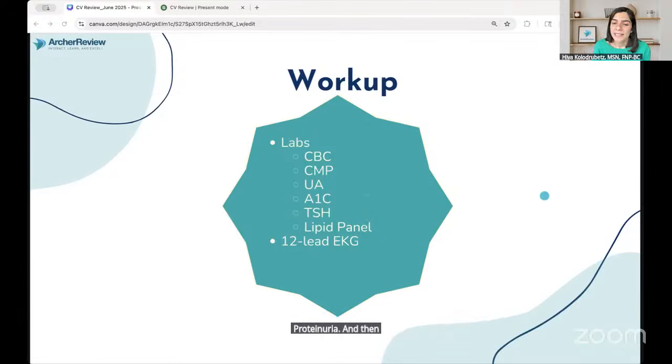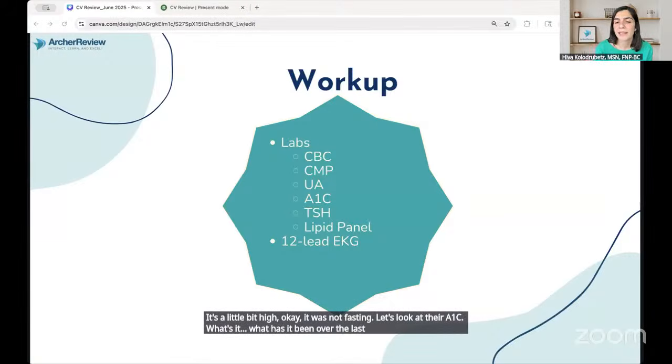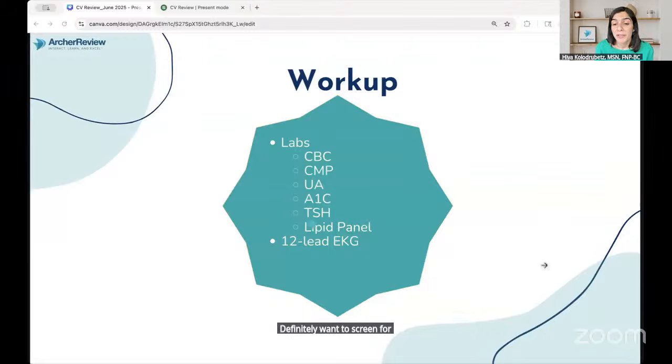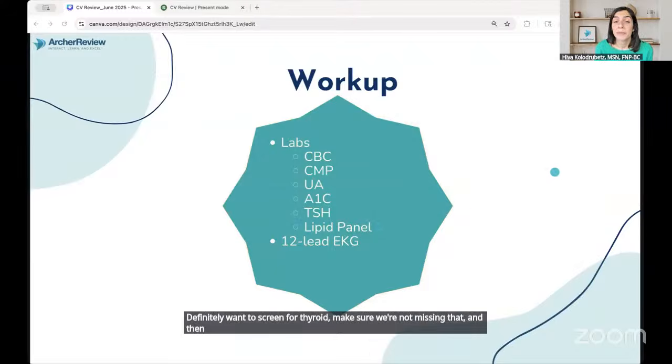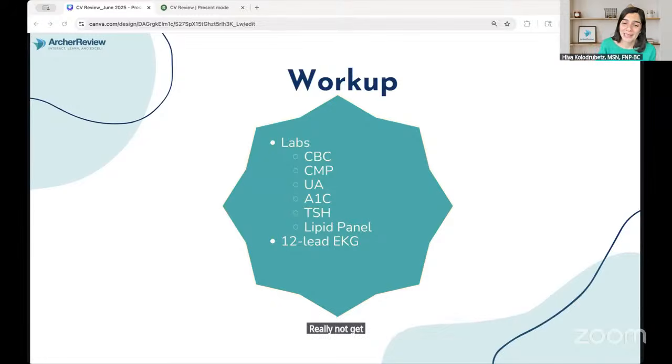And then A1C, especially if their serum glucose is a little bit high. Okay, it was not fasting. Let's look at their A1C. What has it been over the last 3 months? Definitely want to screen for thyroid, make sure we're not missing that. And then let's look at their lipid panel. What's going on with their cholesterol, their triglycerides? What do we need to do to help this patient really not get to those end stages?